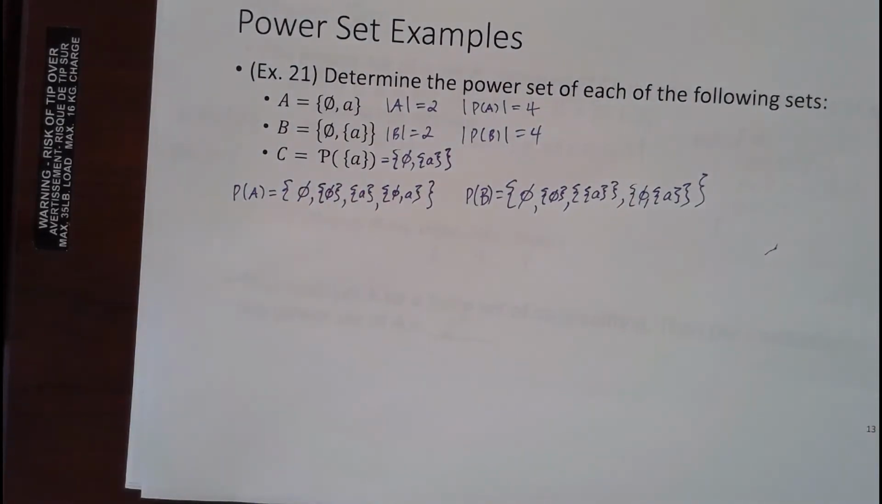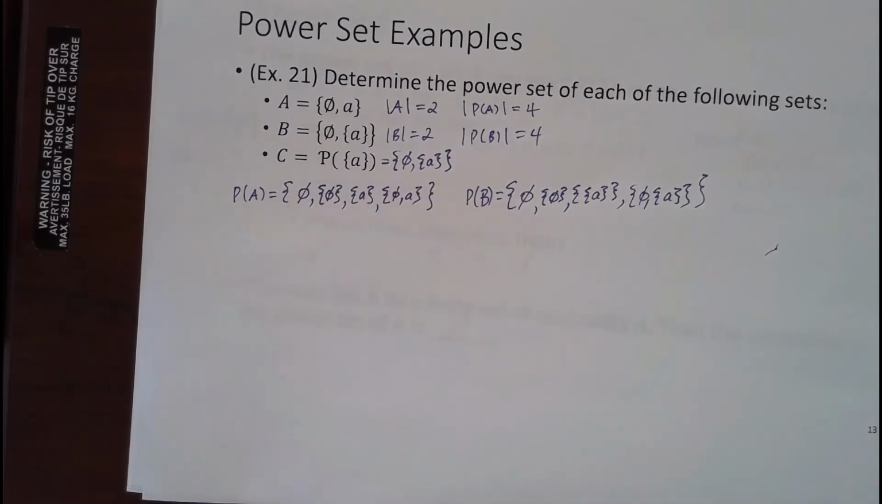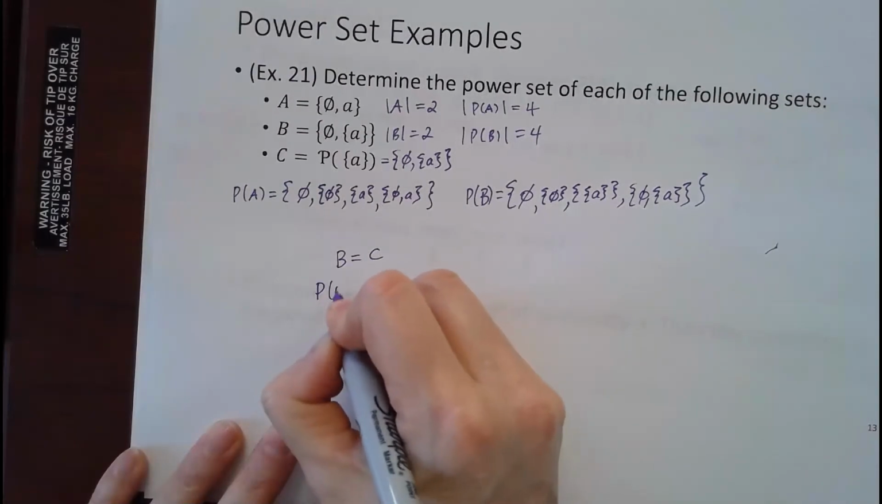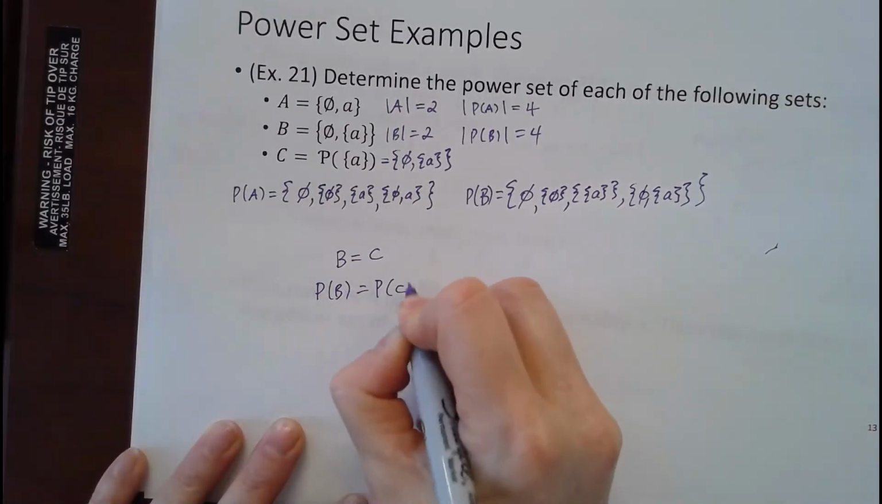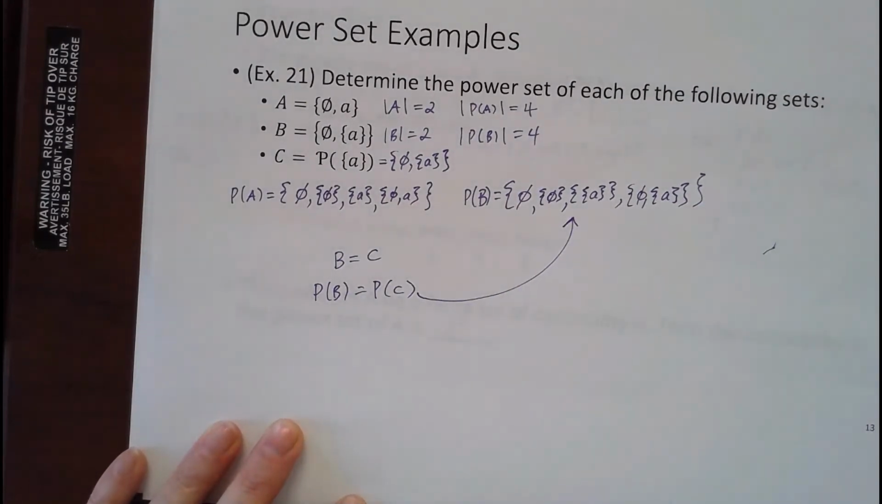So what do you see about C and B? Here's B. It's got 2 elements. Here's C. It's got 2 elements. Are they related in any way? Yes. They're exactly the same, right? So B is equal to C, so the power set of B is exactly the same as the power set of C. So this is the power set of C as well.